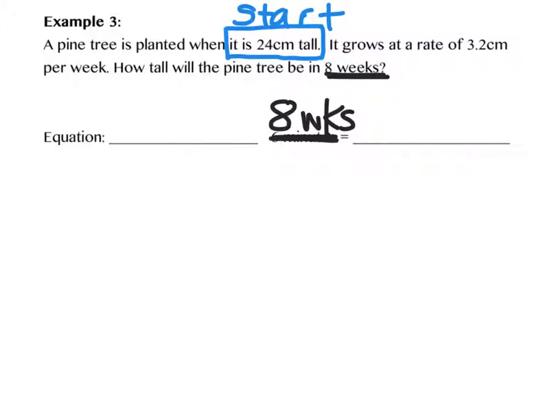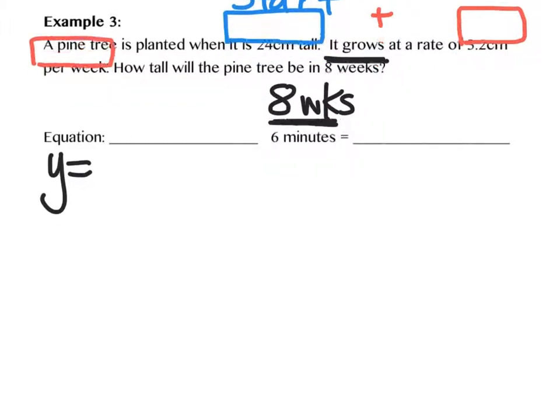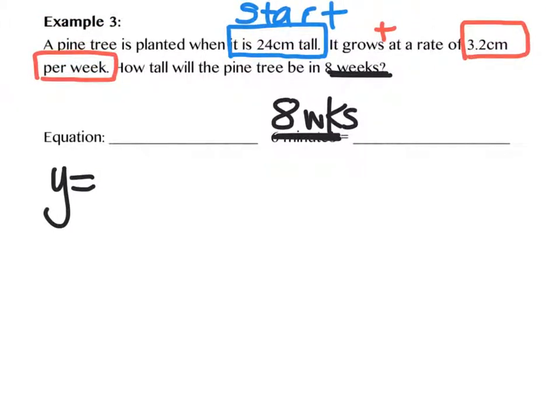And as you keep reading the problem, it said it's growing. So that means I'm going to add 3.2 centimeters per week. So this lets me know how much taller it's going to get for 1 week, and I'm going to keep adding that in a table. Our equation needs to start out like this again. Y equals a number I don't know times, in this question, how many weeks the tree is growing plus how tall the tree started with.